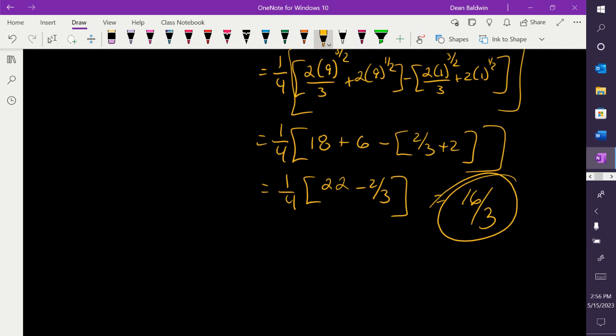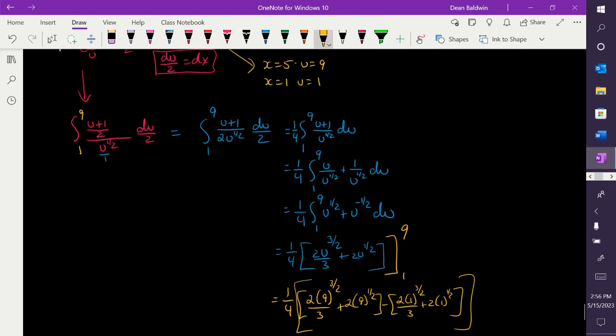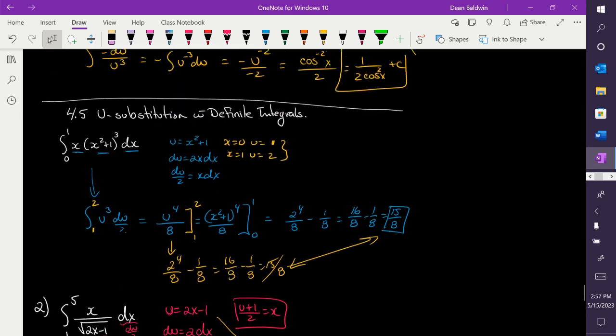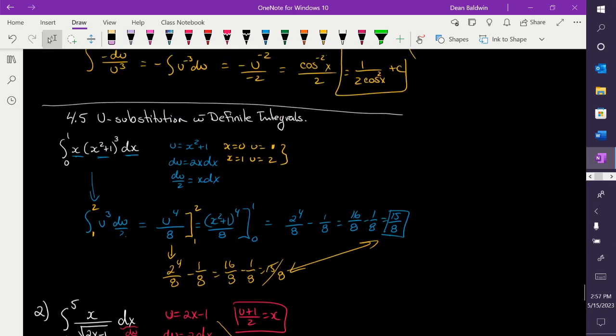Okay, so quick summary. When you're doing it, if you're going to change the bounds, you have to use whatever you did for u substitution, and then they follow all the way through. If you're not going to change the bounds, be careful that you don't plug your original x values into this. You have to put back in what your u was, in this case x squared plus 1, before you use the x's. But if you change the bounds, you can just use u's all the way through and you get the same answer.